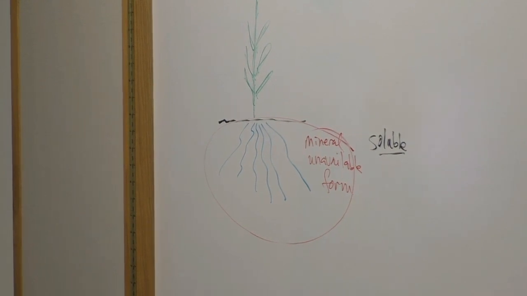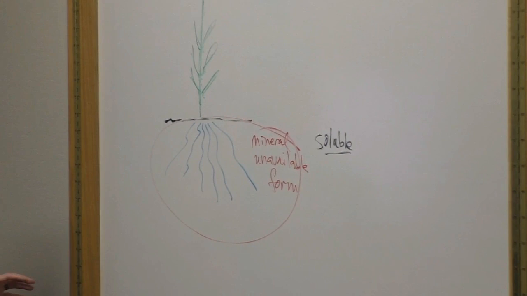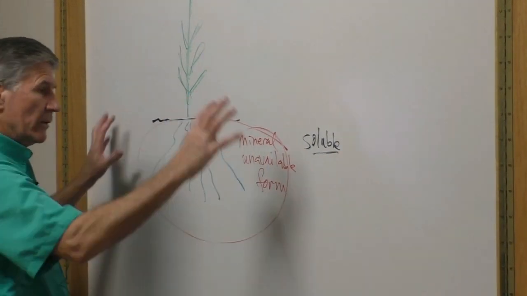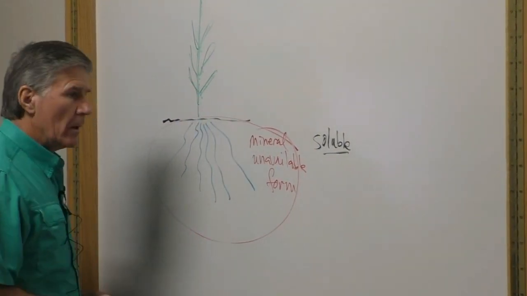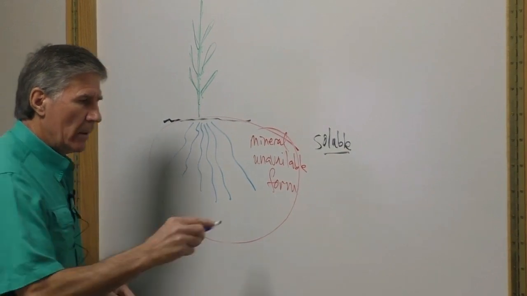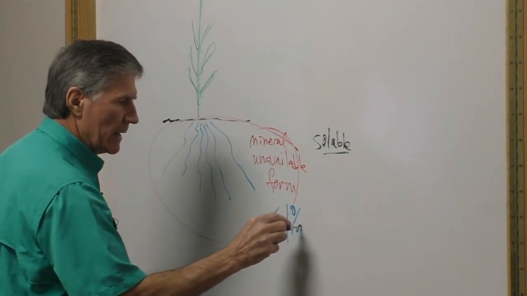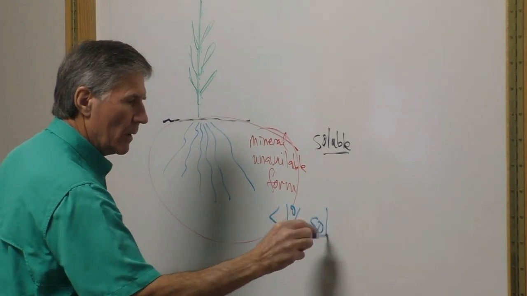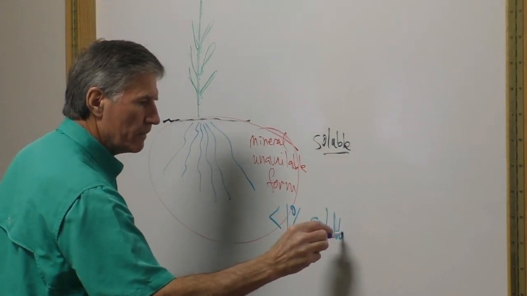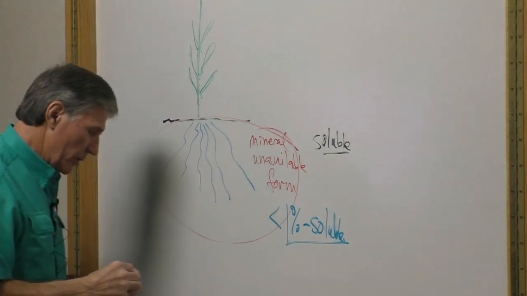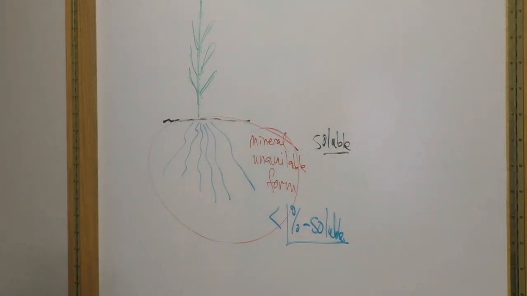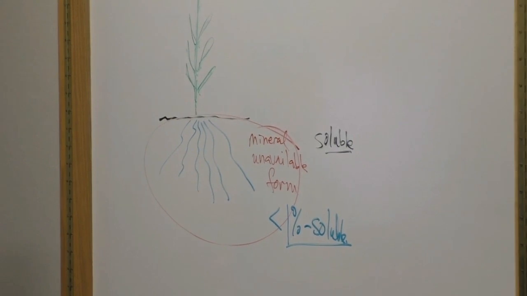It'd wash right away. So what nature will do is, in this massive pool of mineral out there, typically maybe less than 1% is ever in a soluble form, because nature needs to retain that mineral complex. So that also means that the plants don't have this incredible abundance of nutrition.